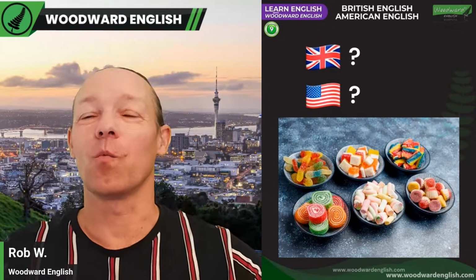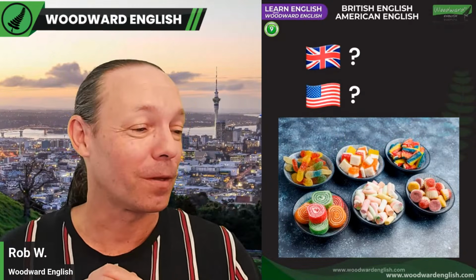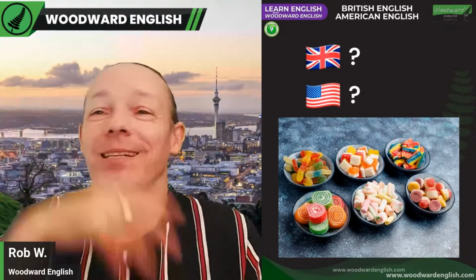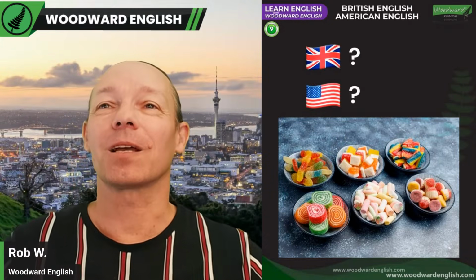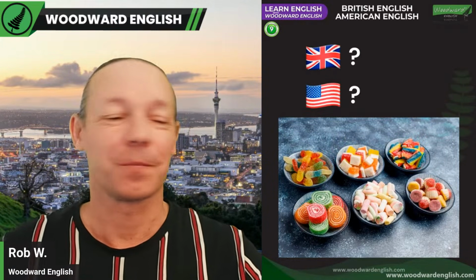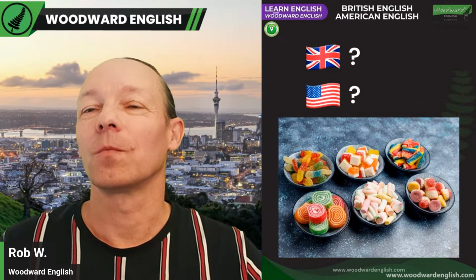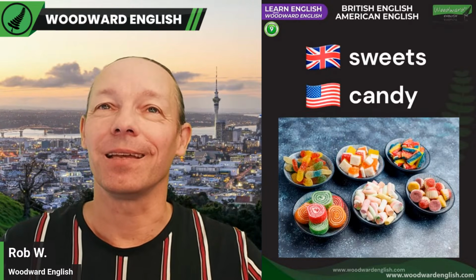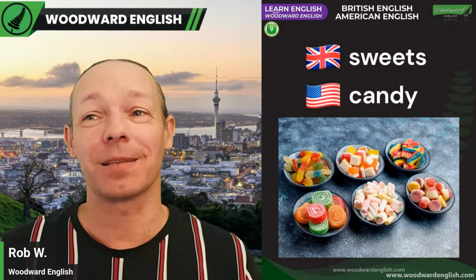And here, what are these? These are sugary treats. They're made of sugar and you eat them, you have a bag and you just eat and eat and eat. What are these called? These are called in British English and you have in American English. What do we got? We have sweets and candy. Now, in New Zealand, we have another word for these types of things.